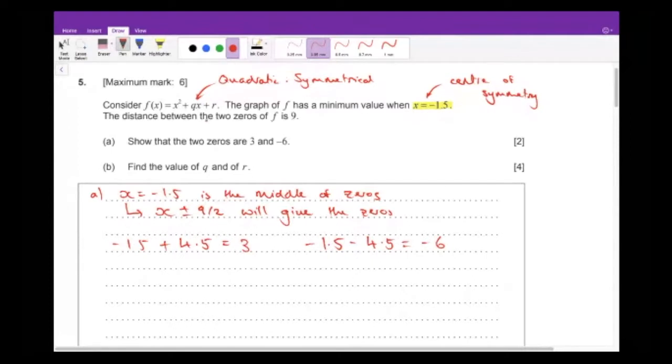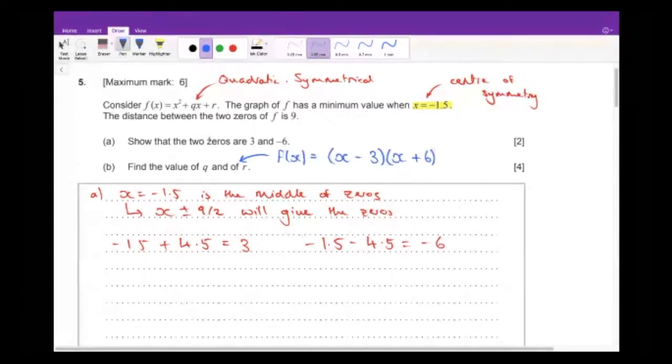Now, as soon as I know what some points are, I can always put them into the equation. And that's what they want us to do for part B. So find the value of Q and R. Well, we don't know what it is in this general form, but we do know we can write it using the roots, which is x minus root 1, which is 3, and x minus root 2, which is minus 6. That'll be x plus 6.